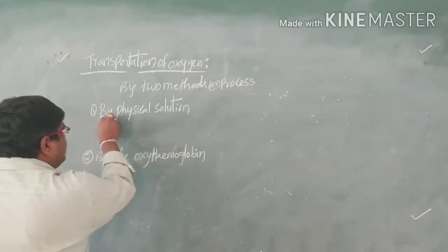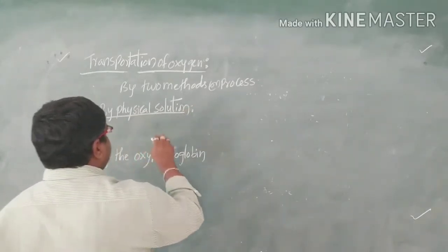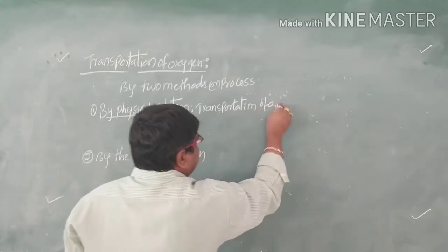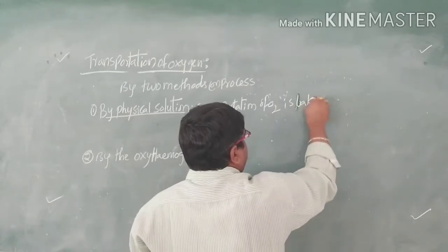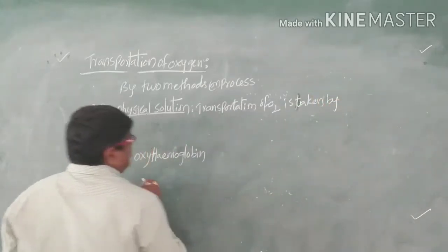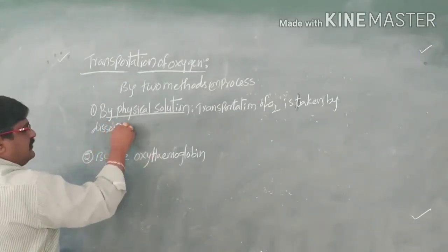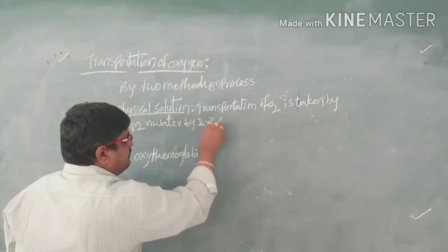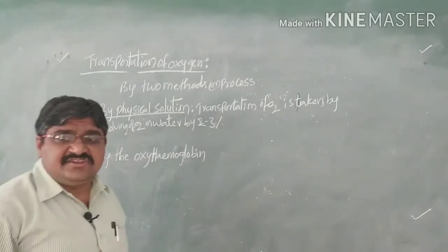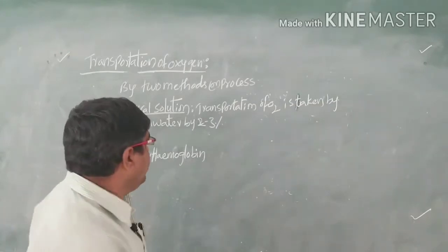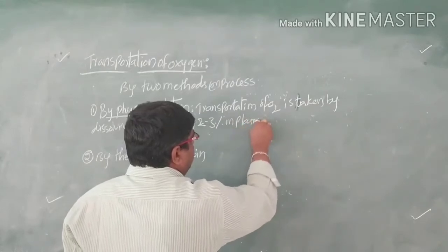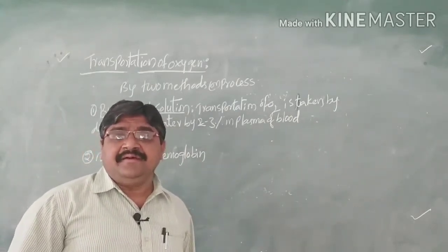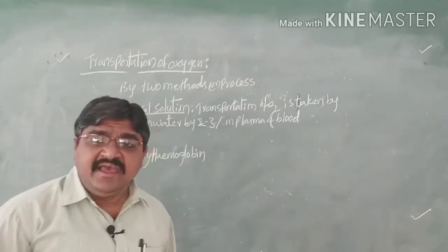Now coming to the first one, by physical solution, the transportation of oxygen takes place by the dissolving of oxygen, 2 to 3 percent. Oxygen is not readily dissolved in water, but it is dissolved in the plasma of the blood, where 2 to 3 percent of the oxygen is transported.